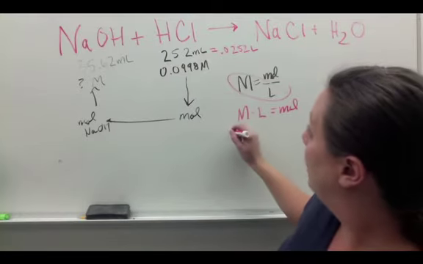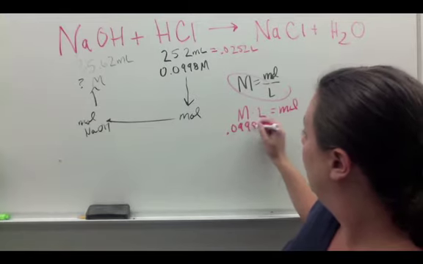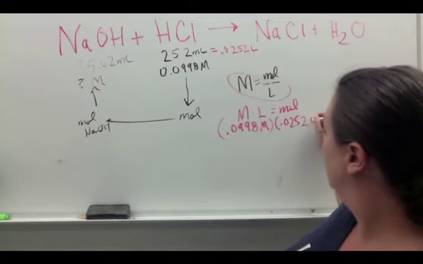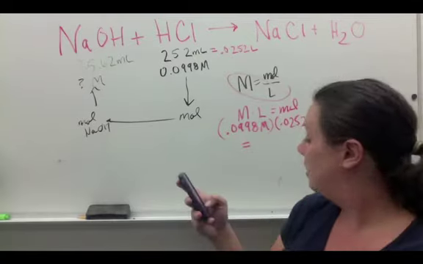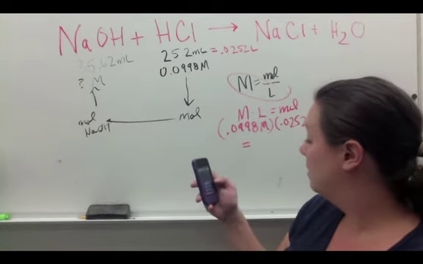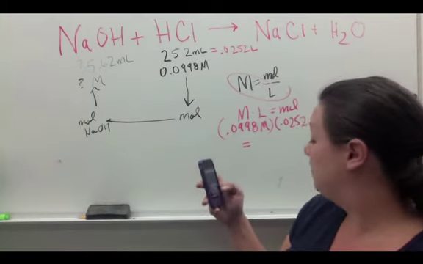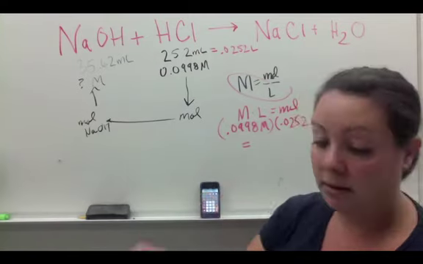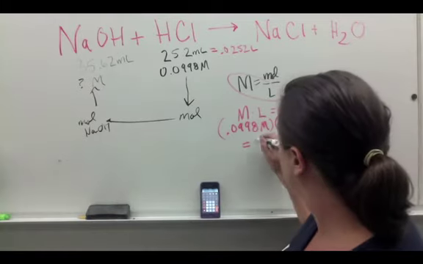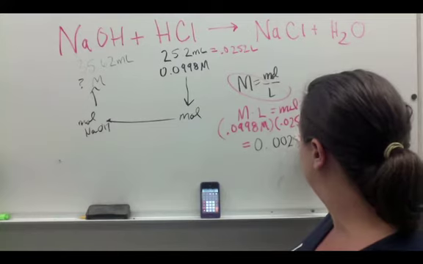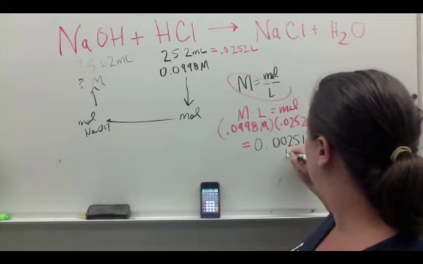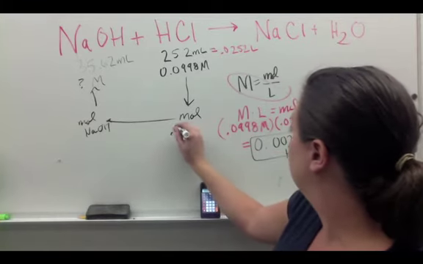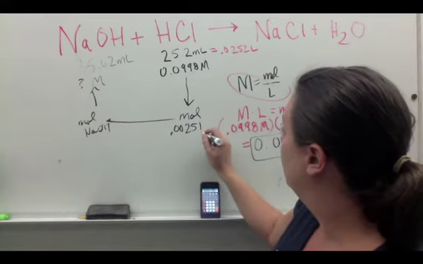So let's see, 0.0998 molar times 0.0252 liters equals, all right, 0.0998 times 0.0252 equals 0.00251 moles of HCl. So we can put that right here, 0.00251 moles of HCl.